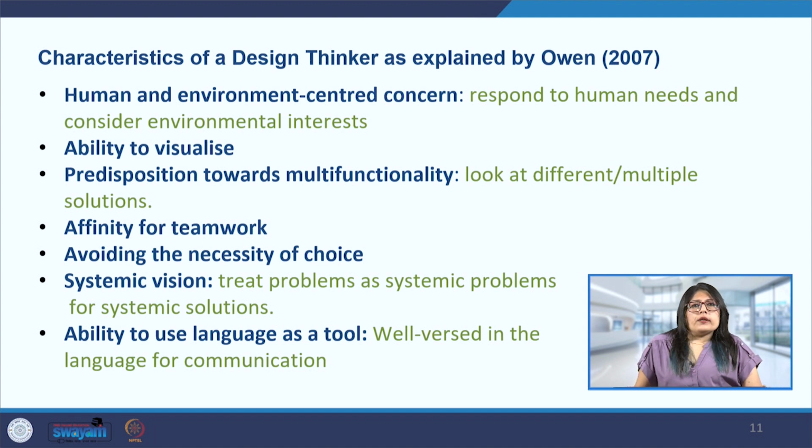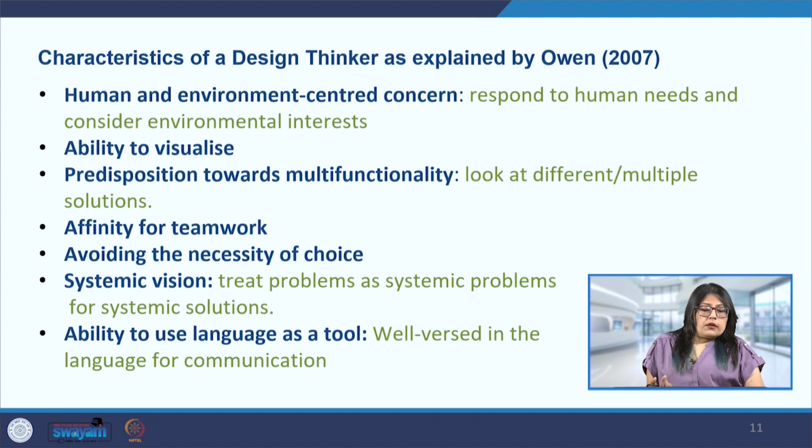The next point is avoiding the necessity of choice. Rather than settling for one particular design, you'll find designers embracing ambiguity, like we have seen in the previous lecture, the ambiguity rule, where we are open to exploring multiple possibilities. This helps us avoid making any premature decisions, and it helps us keep the options open so that we are able to come up with more innovative and comprehensive solutions.